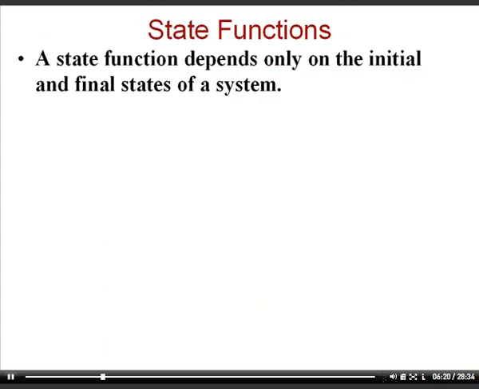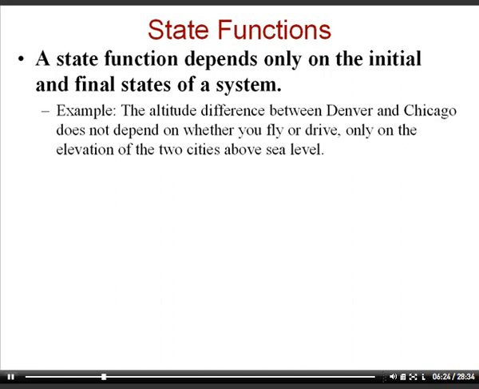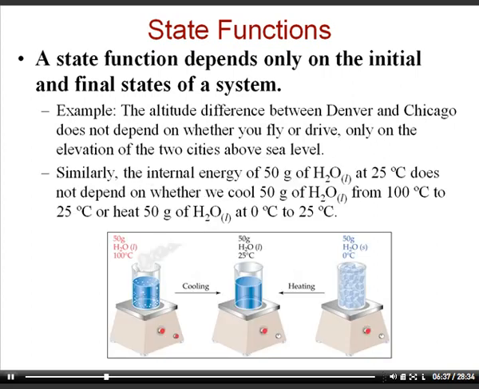Now we have the definition of what's called a state function. A state function only depends on the initial and final conditions of a system. So an example of this would be if you are worried about the altitude difference between Denver and Chicago, it doesn't really matter if you fly or drive. You only need to concern yourselves with the elevation of the two cities.